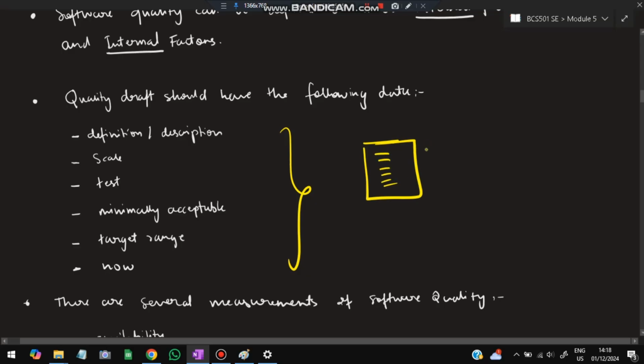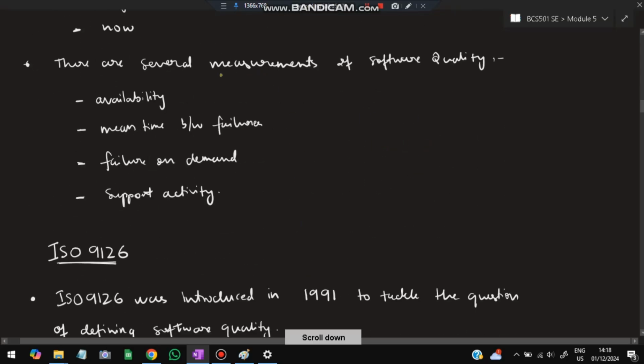Okay, quality documentation. There are several measurements for software quality. Now, how do we measure if a product is good or not? Availability: how much time the product is available to use. Mean time between failures: if one failure is for 10 minutes, another for 15 minutes, another for 15 minutes, so total it is 40 minutes, right? 40 divided by 3 will be 13 or so. So 13 is the mean time between failures. The less it is, the better it will be.